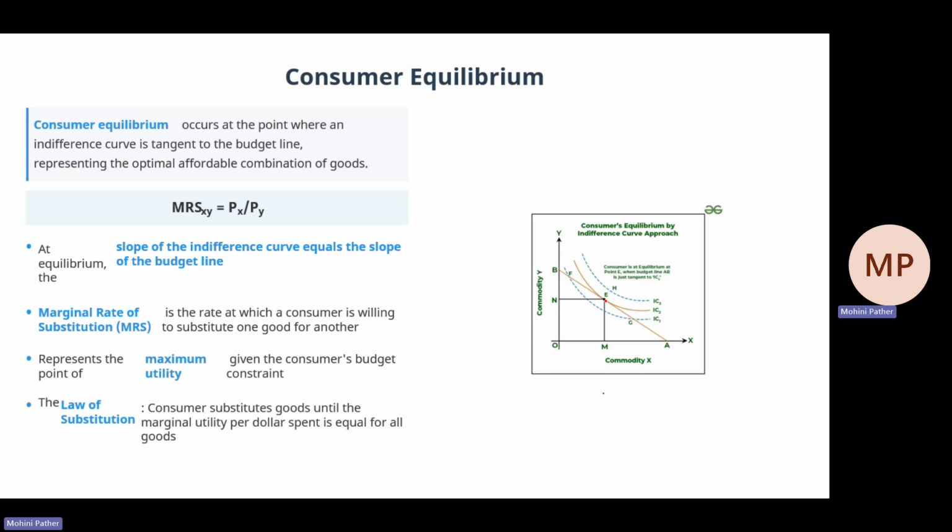This is an ideal situation for the consumer. Maximum utility has now been achieved, given the consumer's budget restraints. The law of substitution says that the consumer substitutes goods until the marginal utility per dollar or per rand spent is equal for all goods. So you're trying to reach a point where you are maximizing your utility. So as long as the point here where the curve hits is telling the consumer exactly how much of commodity Y and commodity X to purchase.